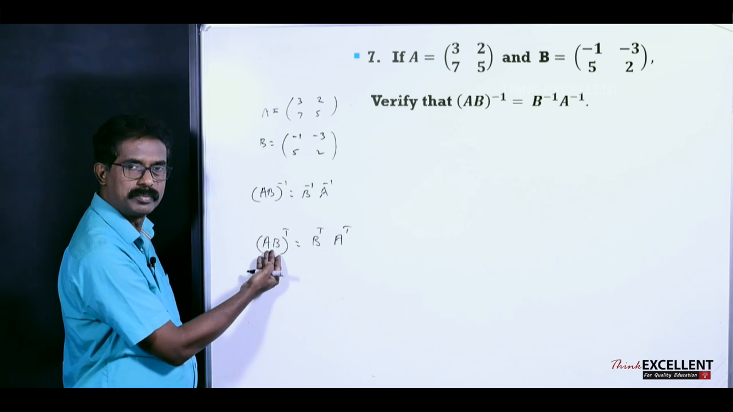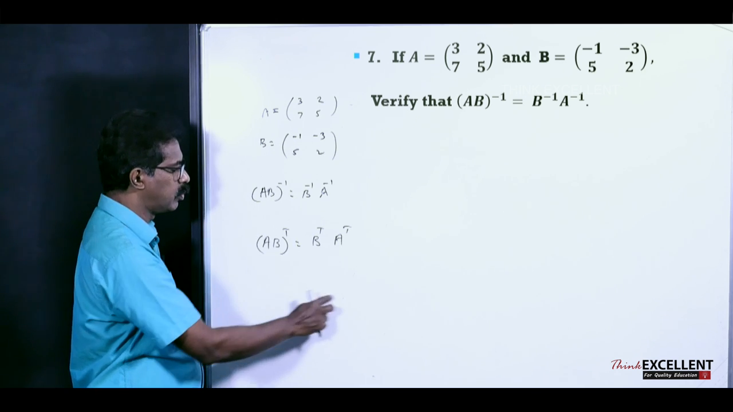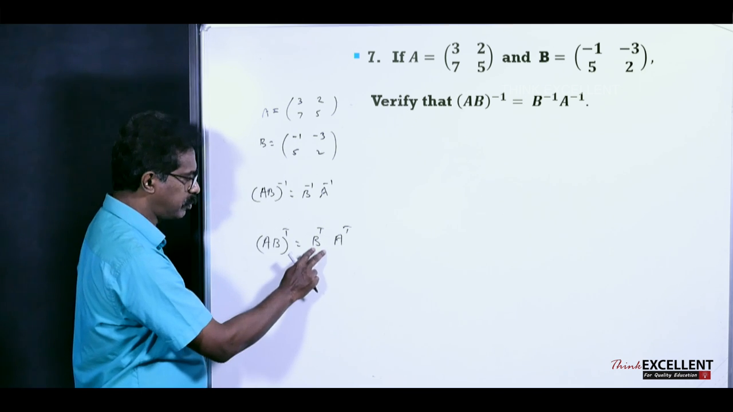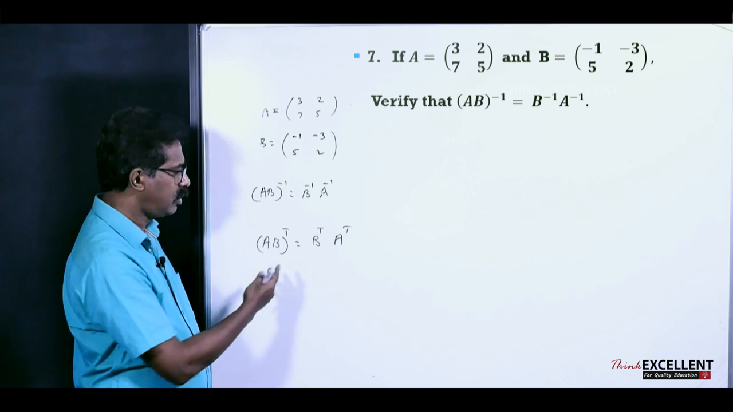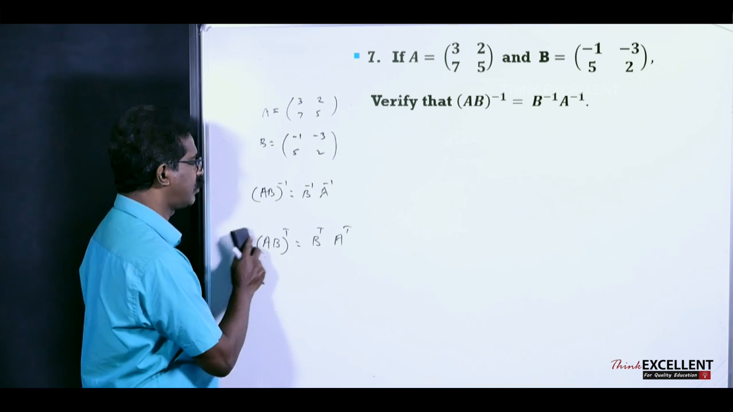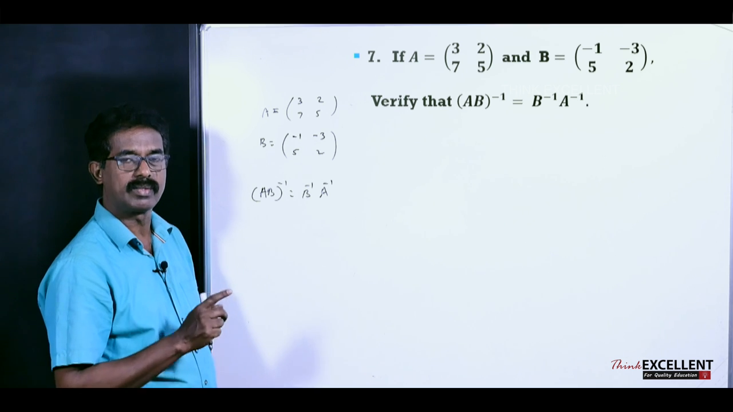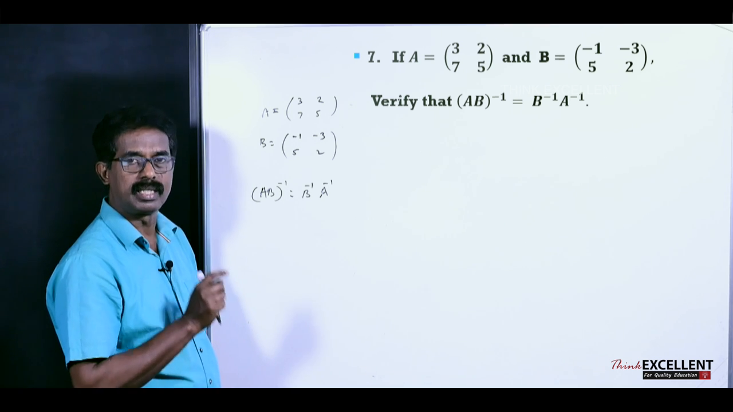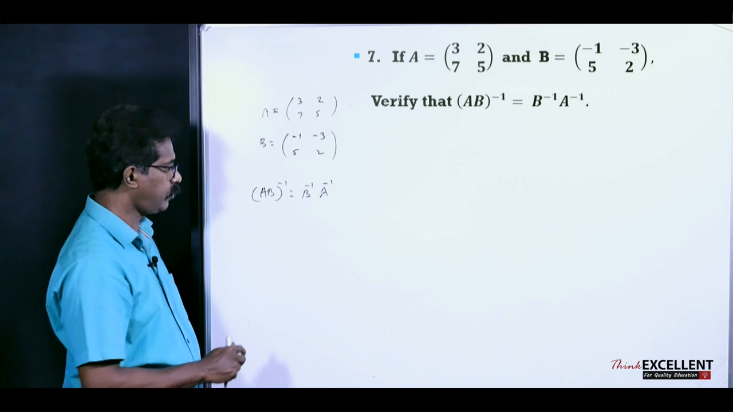So how we used to do this question? First you find AB, A into B multiplication, and take the transpose of that, equation 1. Then B transpose, A transpose, multiply. Same answer you'll get. Then you say that. It's a 5 mark question, 10th standard, right? Similar question only here; instead of transpose, it is inverse. So you must know the formula for inverse. What's the formula for A inverse? 1 by determinant A into adjoint A. So listen to the method first, then we go for the sum.